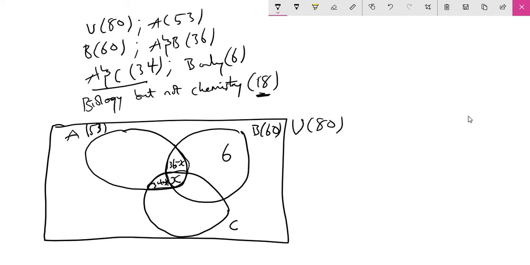So meaning, watch, they took biology, so they could be any, but they're not chemistry, so this is actually the boundary here. I hope you're seeing this. This is actually where this 18 could be. Now you see that the 6 here, together with the number here, must add up to 18. And that is how we're going to find X. So let's just do it.